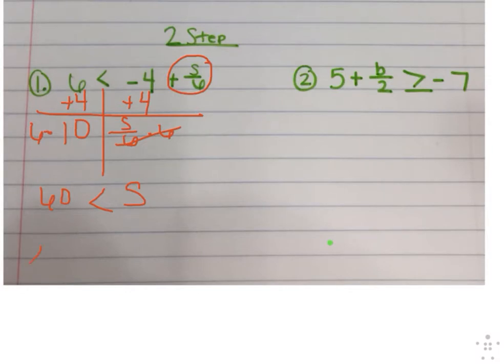So on a number line, 60 is directly in the middle. What's less than? 59. Greater than? 61. Now it says 60 is less than x. So how can I rewrite this problem so my variable's in the front? I'm just going to go ahead and reflect it. So s has to be greater than 60.